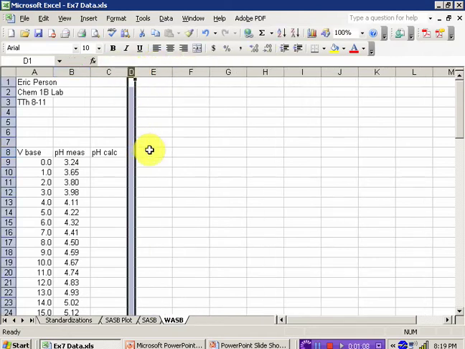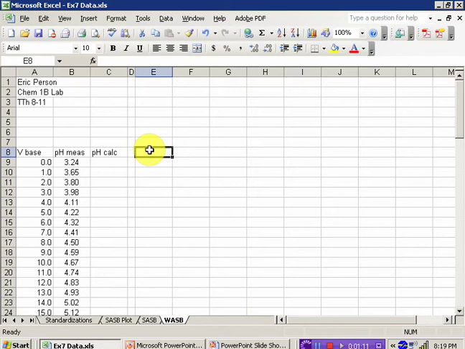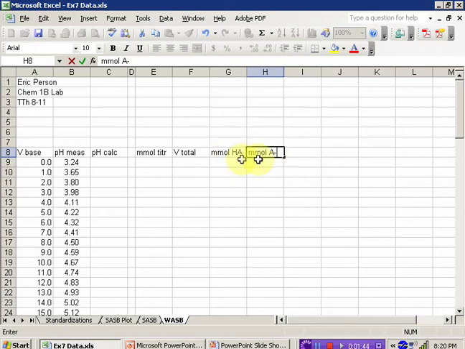I'm going to make my D column narrow just as a little spacer, and I'm going to be calculating some other columns to simplify the calculation that shows up in that column C. So I'll do millimoles of titrant again, and I'll do volume total. I'll want a millimole of HA in this case and a millimole of A minus. And the reason why is when we're doing the weak acid titration, we're going to end up with a buffer situation in the middle. And I can use the buffer equation, the Henderson-Hasselbalch equation, in that region. I'm going to need these two values for that.